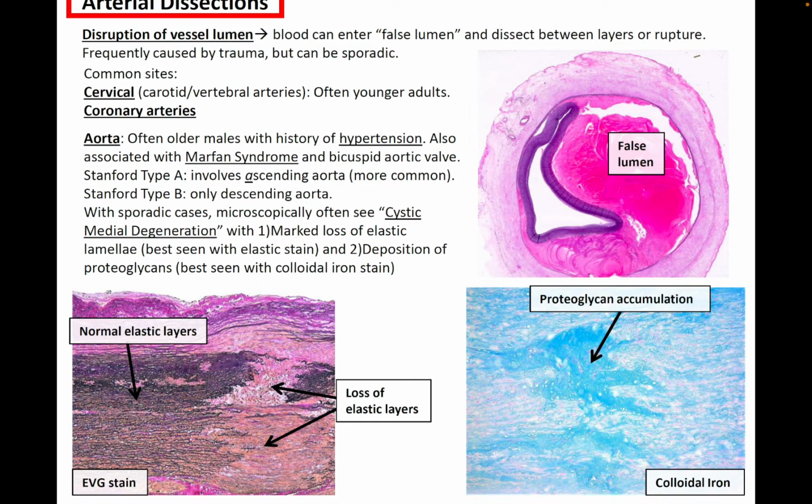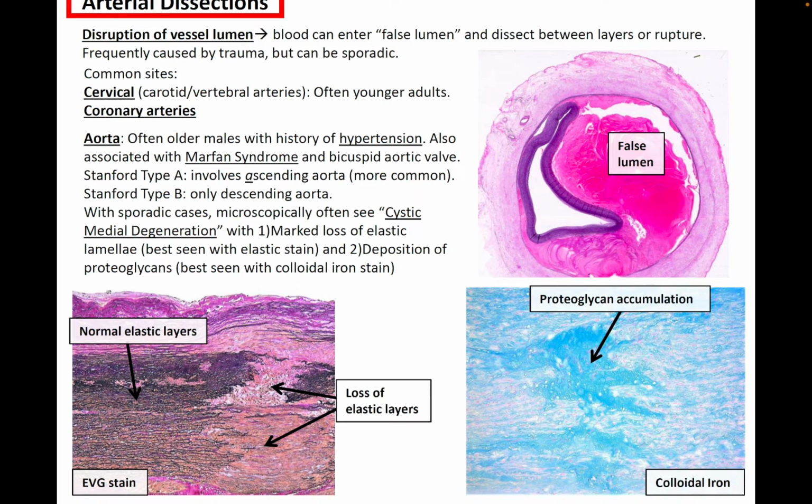There are different types, such as Stanford type A, involving the ascending aorta, which is more common, and Stanford type B, only the descending aorta. And there are various other aortic dissection classification systems if you want to review those on your own.